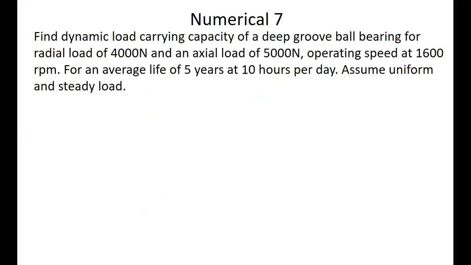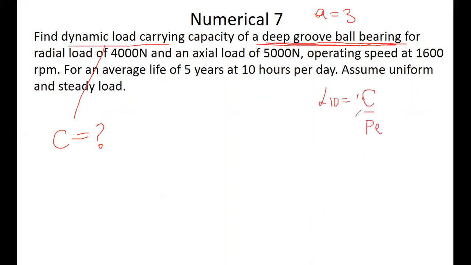Numerical number 7 says, find dynamic load carrying capacity. So obviously they are telling us to find C. What is the dynamic load carrying capacity? It's a deep groove ball bearing, again a numerical of ball bearing, so A will become 3. I told you our formula of the load life relationship is L10 is (C upon PE) raised to A, where A is for ball bearing. In some books it is written as P. For example, in Bhandari Design Data book, this A is mentioned as P. So whether we write down A or P, it's one and the same thing. So P or A is going to be 3 because it is the numerical of ball bearing.